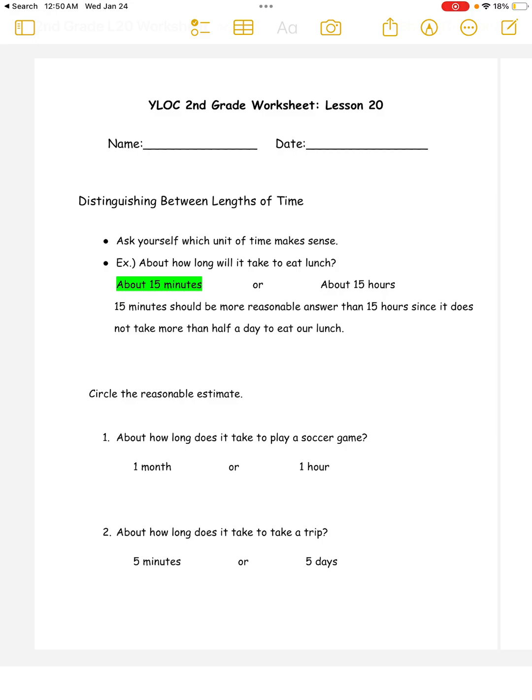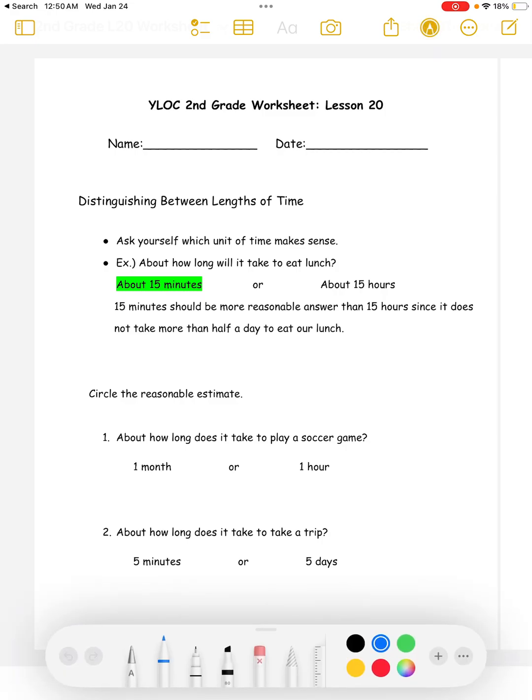It says, circle the reasonable estimate. Number 1. About how long does it take to play a soccer game? 1 month or 1 hour? We're going to highlight it with blue. Our answer should be 1 hour and not 1 month because 1 hour is more reasonable than a month.